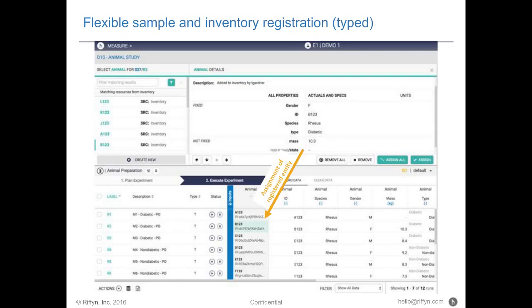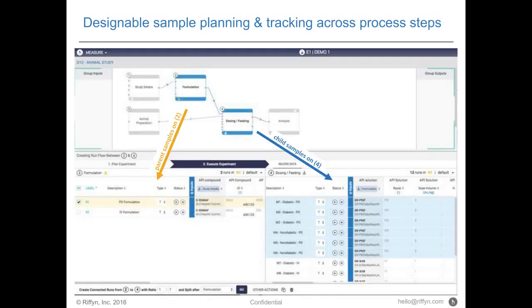So what you see in the bottom is a list of 6 different runs, each of which is using a different animal, whether it's diabetic or not, and the identity of the animal assigned and all of its properties. So you don't have to re-enter all this information because it's taken from the inventory system. Even more importantly, Riffyn tracks the propagation of samples and inventory equipment from step to step across your process.